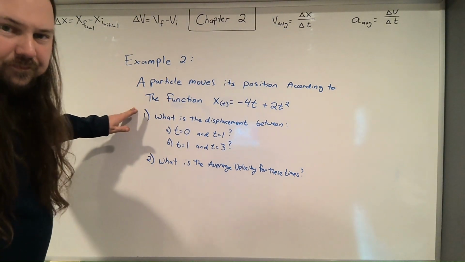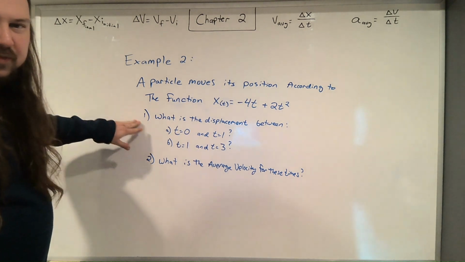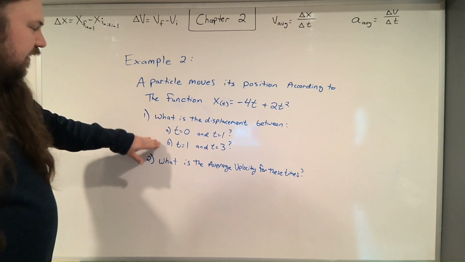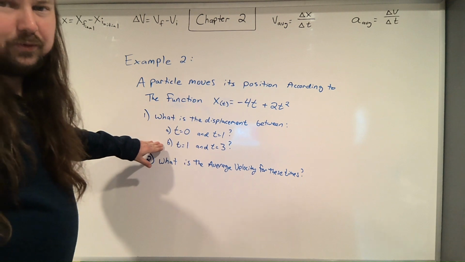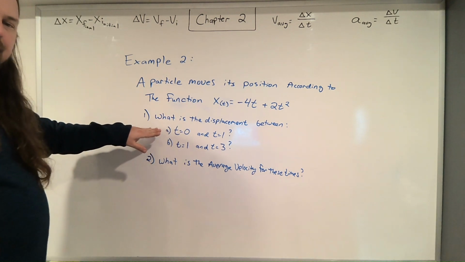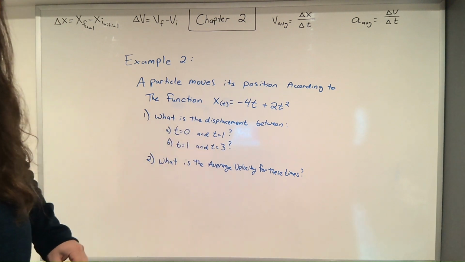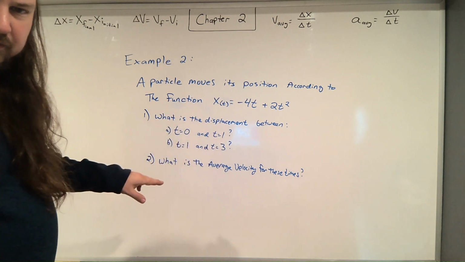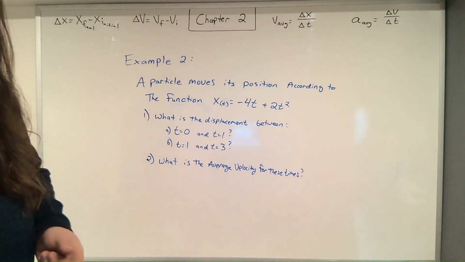So in this one, it gives a couple of different parts. What is the displacement between t equal to 0 and t equal to 1? And then also, what is the displacement between t equal to 1 and t equal to 3? So these are all times, right? T equal to 0 would be 0 seconds. T equal to 1 would be at 1 second. So what is the displacement between 0 and 1 seconds? Or what is the displacement between 1 second and 3 seconds?